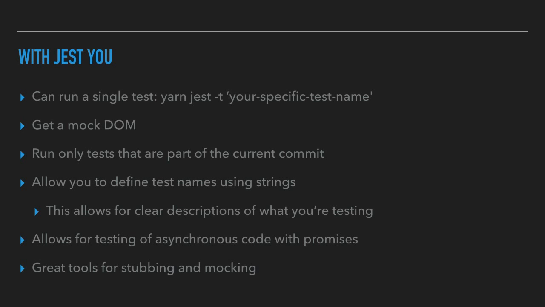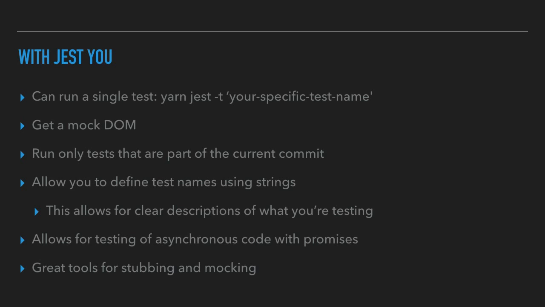It also allows you to define your test names as strings, which allows for nice clear descriptions of what you're testing. That was a good find by Michael Bunting. But it just really allows for clear descriptions, and it also allows for nice asynchronous code. So in the past, asynchronous code was really hard to test because the test would complete before the result returned. Basically, you just return a promise, and then the test will wait for that promise to fulfill. It allows for nice testing with asynchronous code, which can be difficult to test.